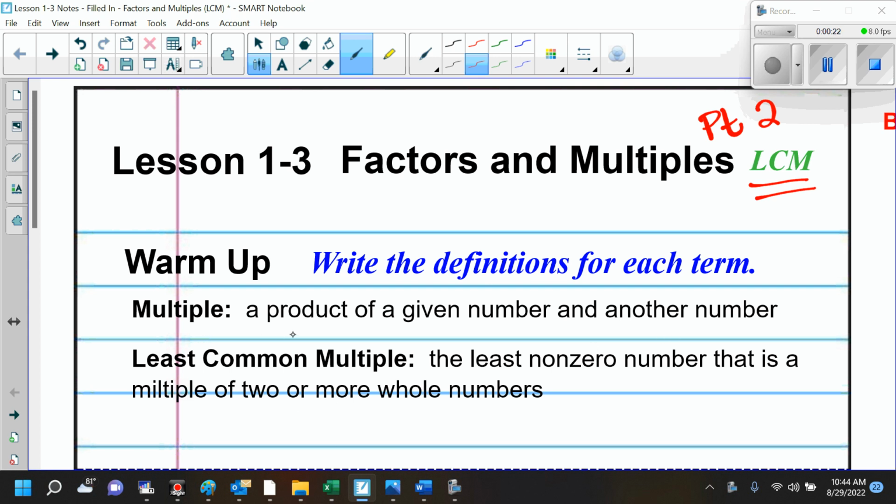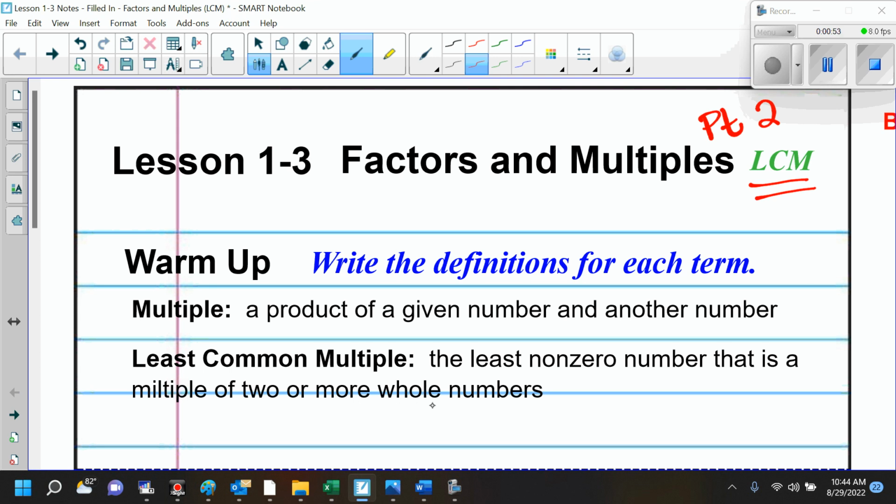Now a multiple is a product of a given number and another number. Okay, so a multiple is, for example, if I have 3 times 2. 3 times 2 is 6, right? So 6 is a multiple of 3. 3 times 5. 3 times 5 is 15. 15 is a multiple of 3. Does everybody understand that? Okay?